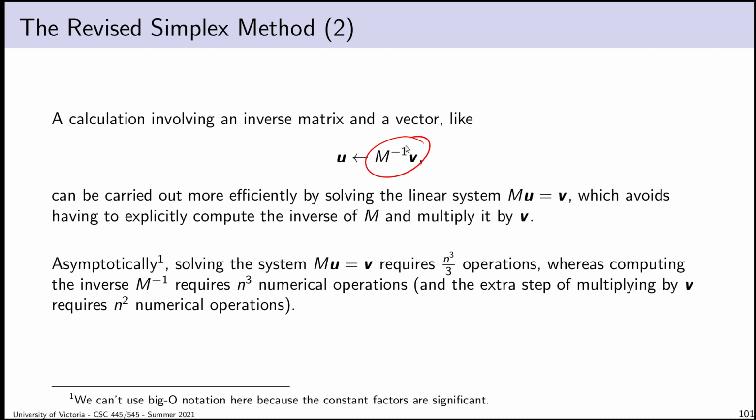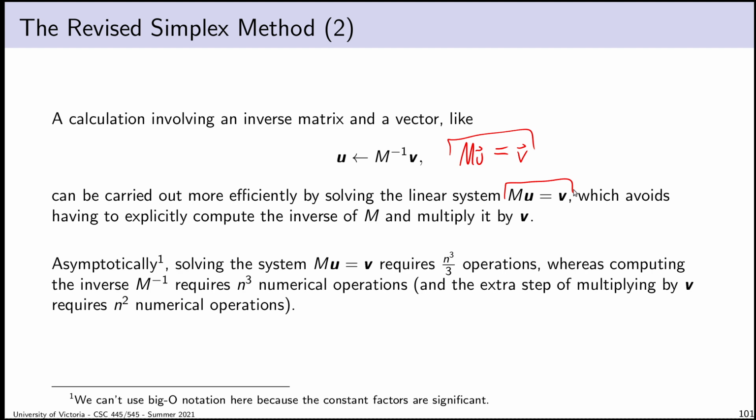What I could do, though, is rewrite this. I could say, well, let's multiply both sides by M, and then I go back to this form. So what I'm saying is I would like a vector u that satisfies this system of equations, M times u equals v. Instead of computing u by multiplying v by M inverse, I could just use, for example, Gaussian elimination or some other numerical technique to solve this system of linear equations just directly. I don't bother computing an inverse. Okay, so why is that a good idea?